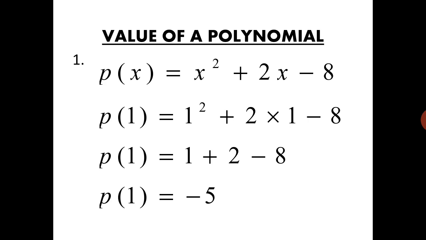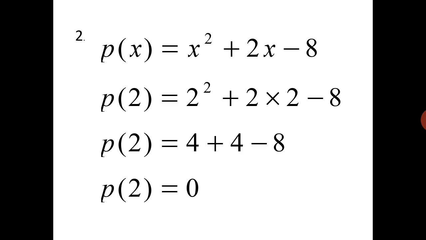Let's take more examples. Now, the same polynomial is there, that is p of x is equal to x square plus 2x minus 8. Here we have substituted x as 2. That means we are finding the value of the given polynomial at x equal to 2. So, we have substituted it and we have got the right hand side as 2 square plus 2 multiplied by 2 minus 8. You can just see that wherever it was x, now it is written as 2.